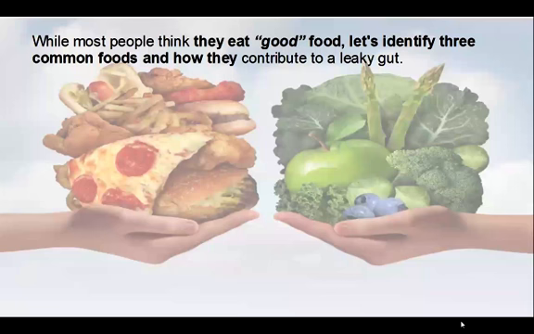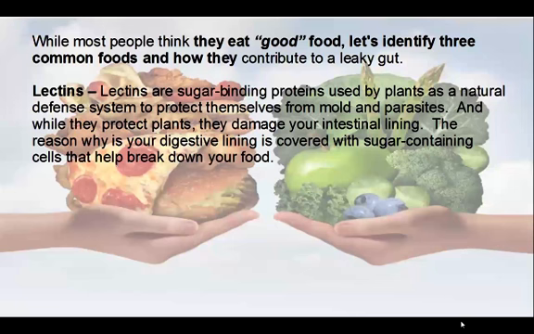While most people think they eat good food, let's identify 3 common foods and how they contribute to a leaky gut. The first one is lectins. Lectins are sugar-binding proteins used by plants as a natural defense mechanism to protect them from mold and parasites. And while they protect plants, they damage your intestinal lining. The reason why is your digestive lining is covered with sugar-containing cells that help break down your food.